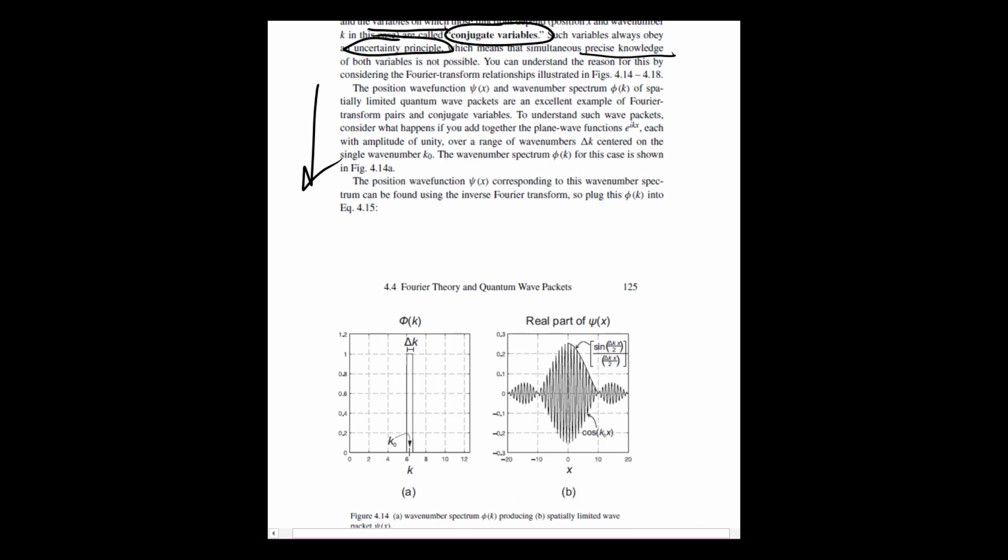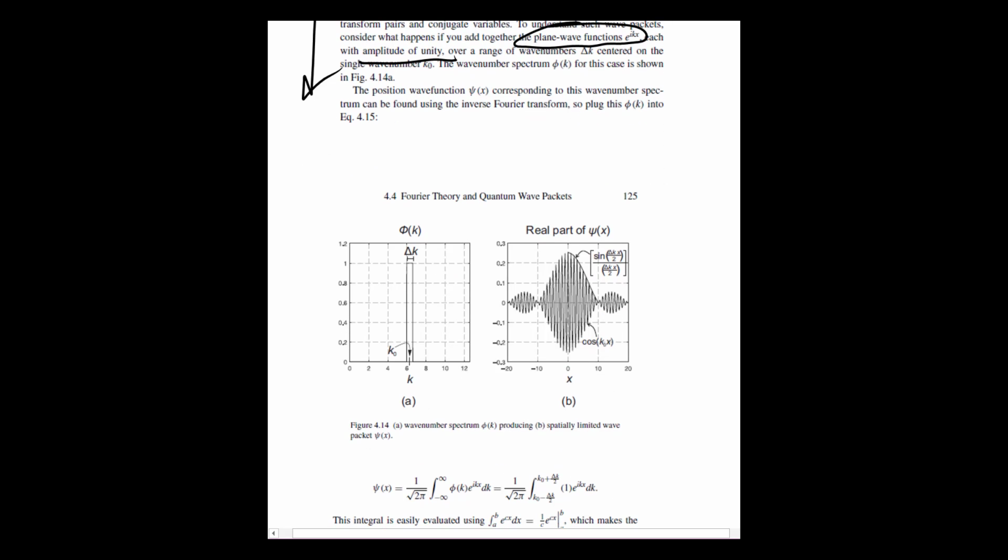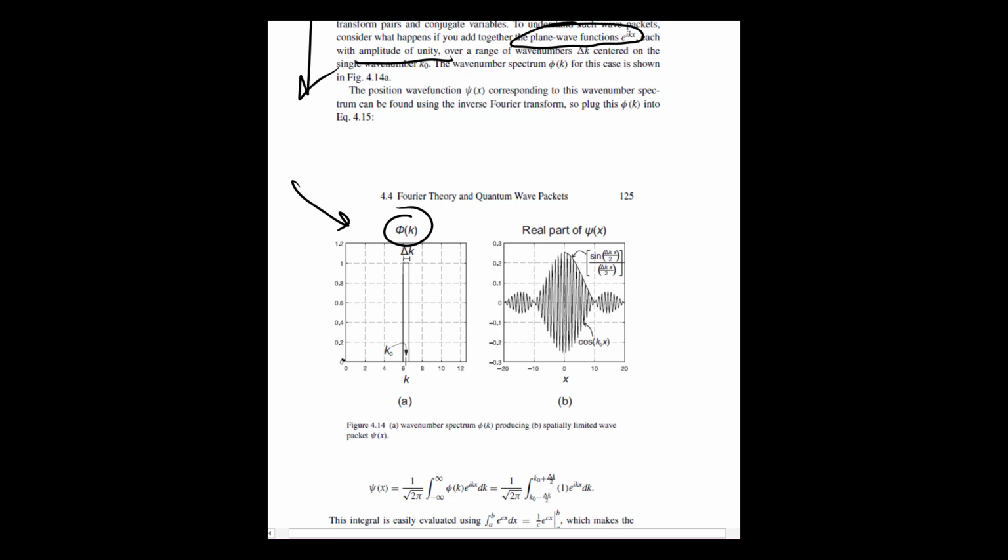I'm going to start with a pretty straightforward case where we take a bunch of plane wave functions, e to the ikx. We're going to give them each an amplitude of unity. We're going to let them exist over some range of wave numbers delta k. You can see that here. So the wave number spectrum phi of k is 0 out to some point, then it jumps up to a value of 1, stays at 1 for some range of wave numbers, and then jumps back down to 0 for all others. We're calling this non-zero portion delta k, and the middle of the non-zero portion is called k0.